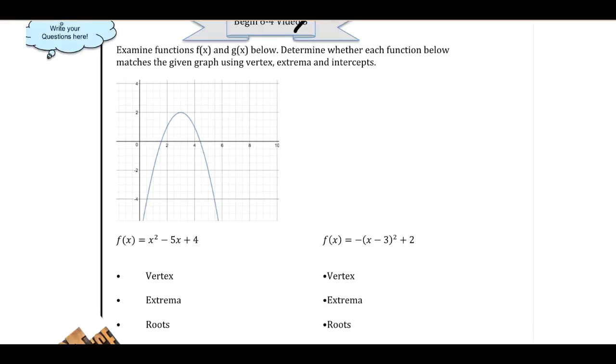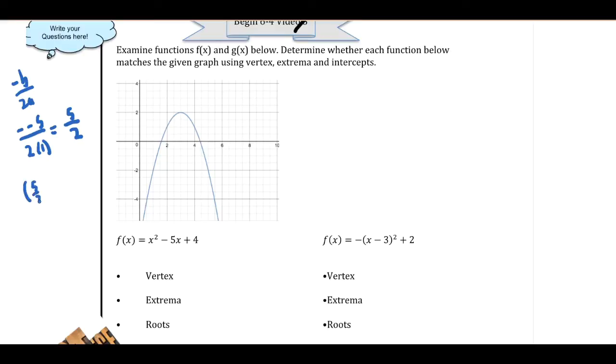Now my first equation is given to me in standard form. F of x is equal to x squared minus 5x plus 4. So what I'm going to do is use my negative b over 2a. I'm going to plug in and get negative 5 over 2 times 1. That's going to give me a positive 5 over a positive 2. And what I'm going to have to do next is plug this in and find what the y value of my vertex is.